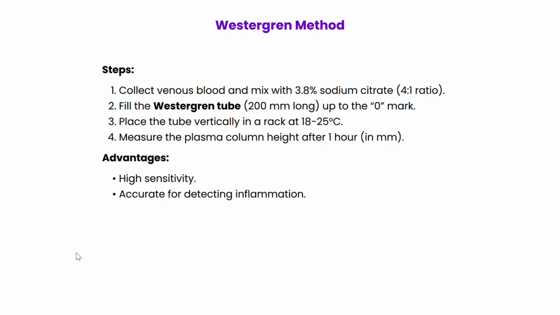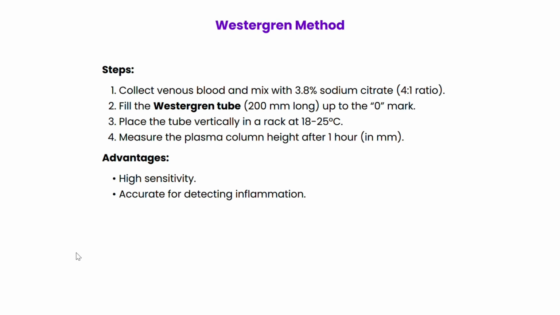Let's move to the Westergren method, the most common and sensitive method for measuring ESR. Here is how it is done. First, we collect venous blood and mix it with 3.8% sodium citrate in a ratio of 4 parts blood to 1 part anticoagulant. This prevents the blood from clotting. Next, we fill a specialized Westergren tube up to the 0 mark. The tube is about 200 millimeters long.